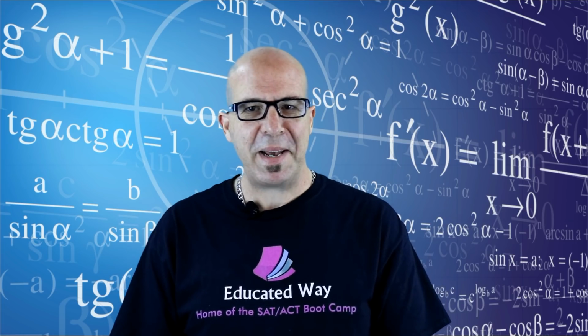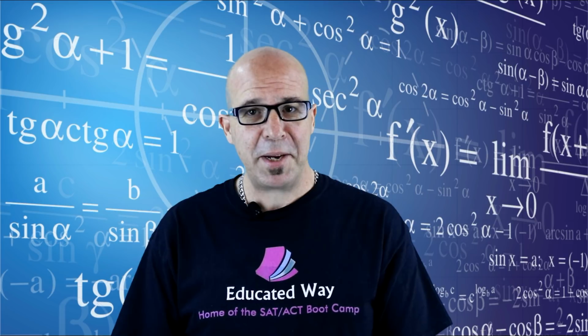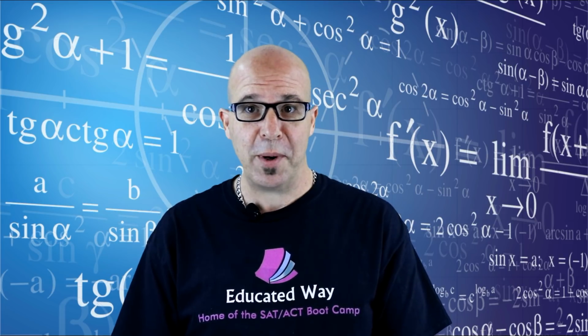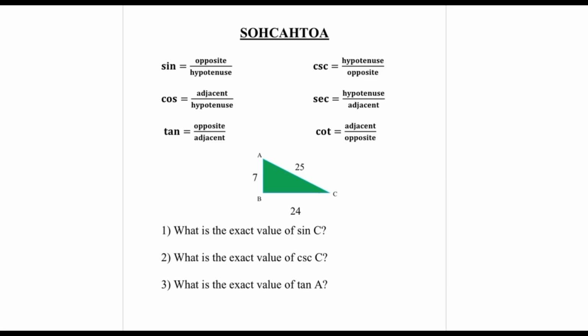Next up, one of the biggest topics on this test. Make sure you know SOH CAH TOA. It's just a way to remember that sine equals the opposite over the hypotenuse, cosine equals adjacent over hypotenuse, and tangent equals opposite over adjacent. And these are their inverses.